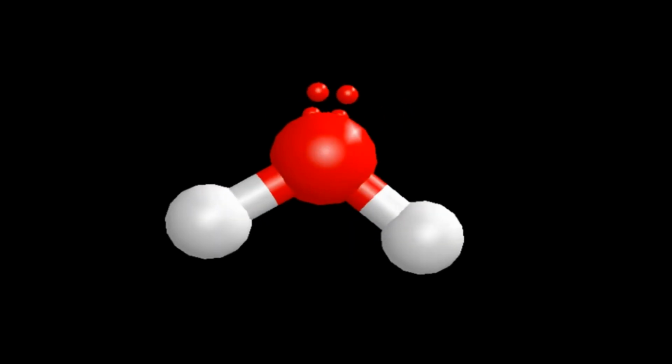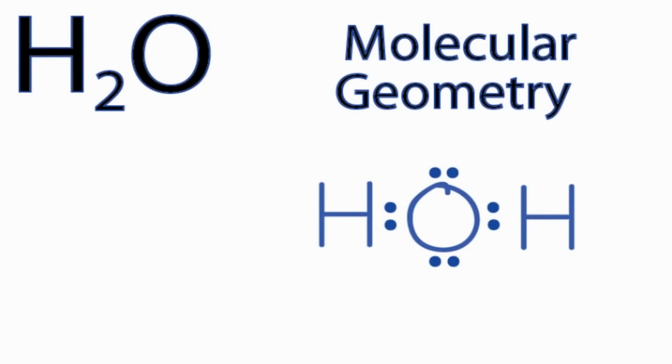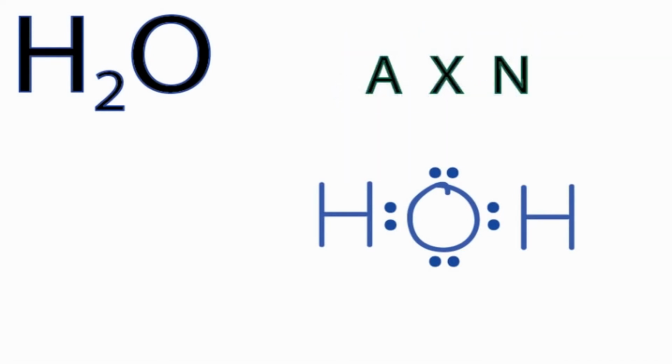Let's go back, though, and look at another method to determine the molecular geometry. We'll use the AXN notation to figure out the geometry. A, that's the central atom we're dealing with, in this case the oxygen. X is the number of atoms attached to the oxygen. We have the 2 hydrogens, so we're going to put a 2 here. And N is the non-bonding electron pairs. We have 2 pairs, 1 here and 1 right here. So N is going to be 2 as well.